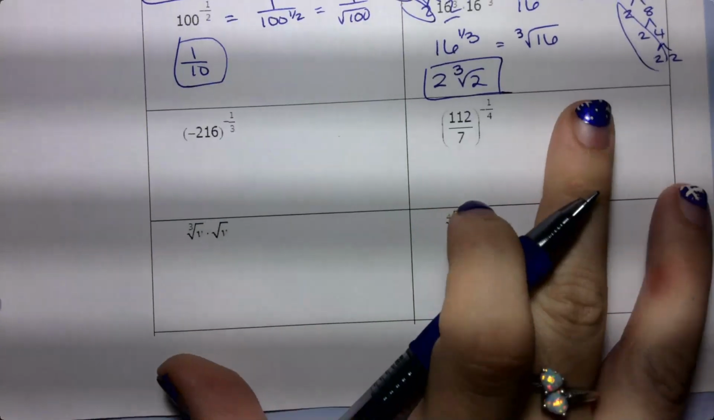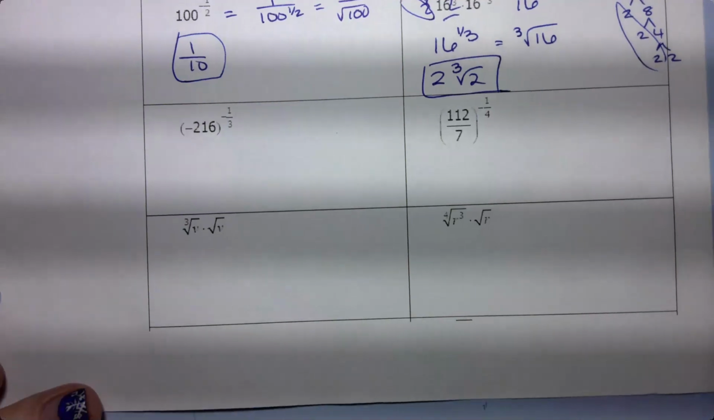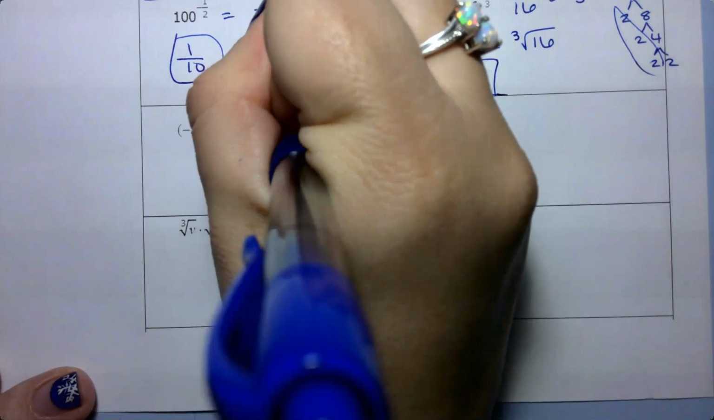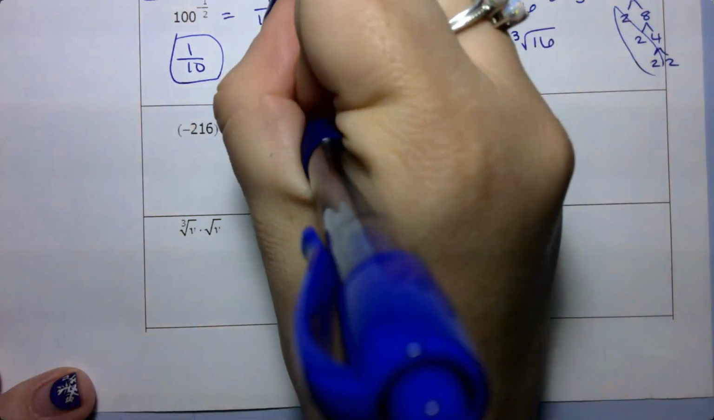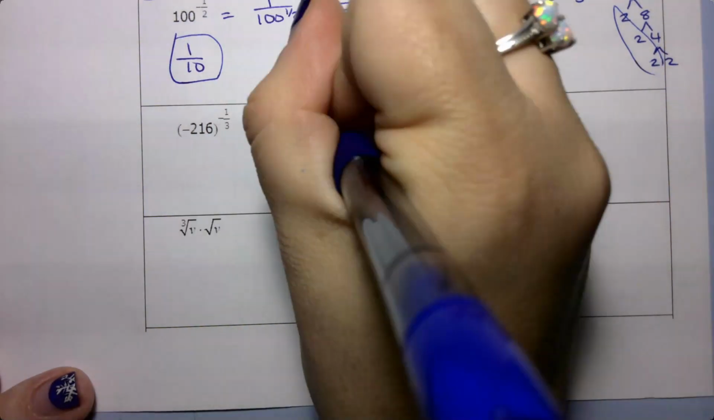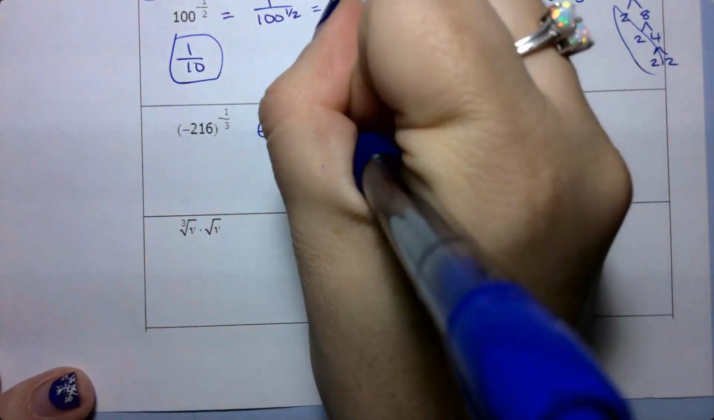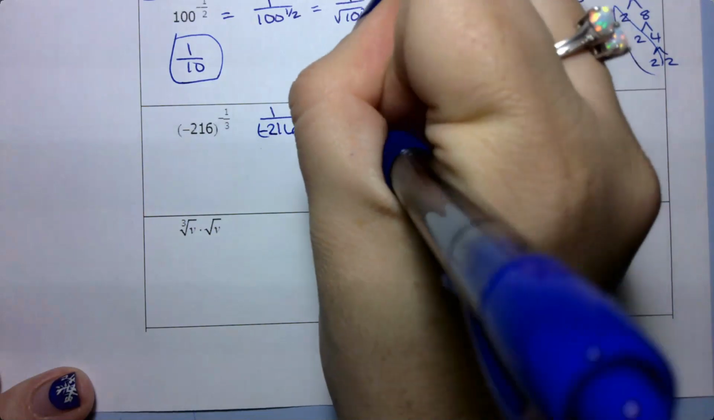Okay, next one I have negative 2/16 to the negative 1/3. So I can rewrite this as 1 over negative 2/16. I'm going to leave this in parentheses, and then I'm going to raise it to the 1/3. I can rewrite this as 1 over the cube root of negative 2/16.